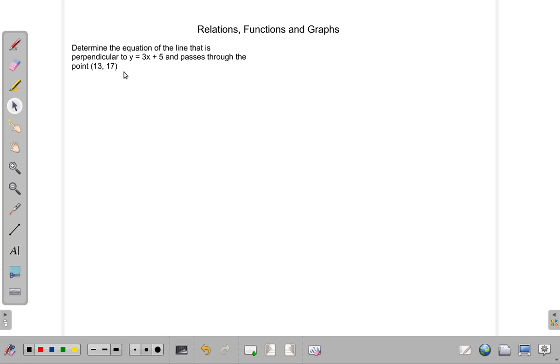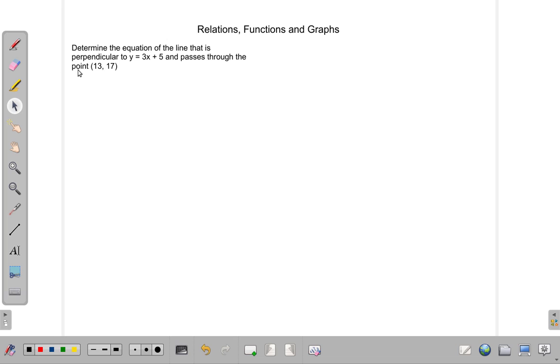Okay, good. You have paused the video and you worked it out. So let's review it. I hope you got it correct. Let's see what's going on here now. It is perpendicular to y equals 3x plus 5.